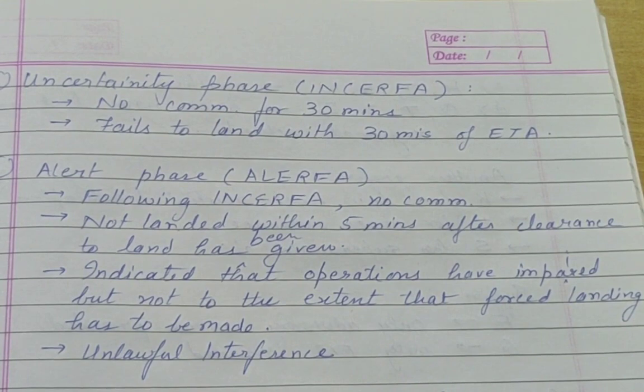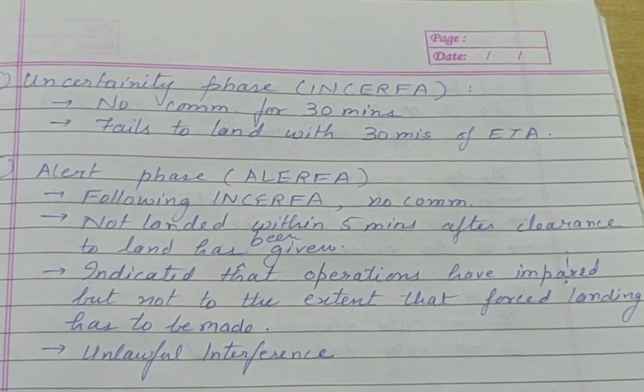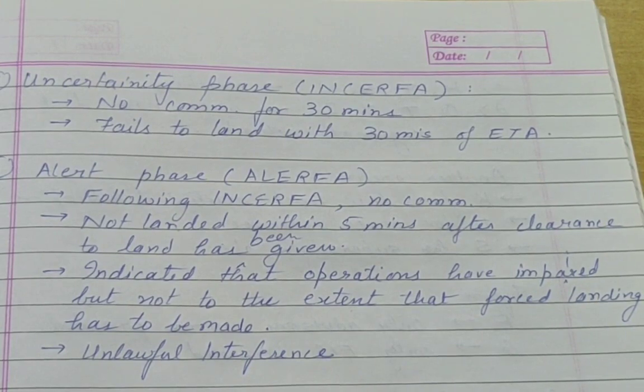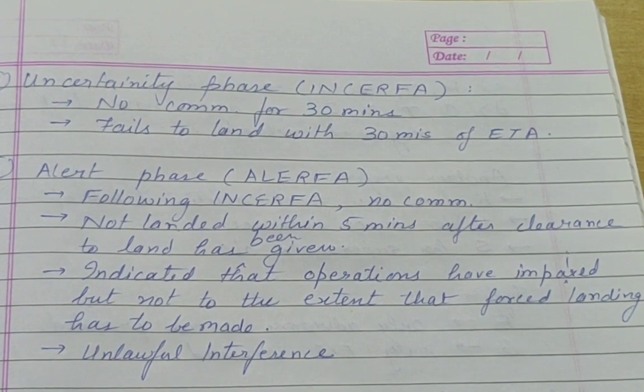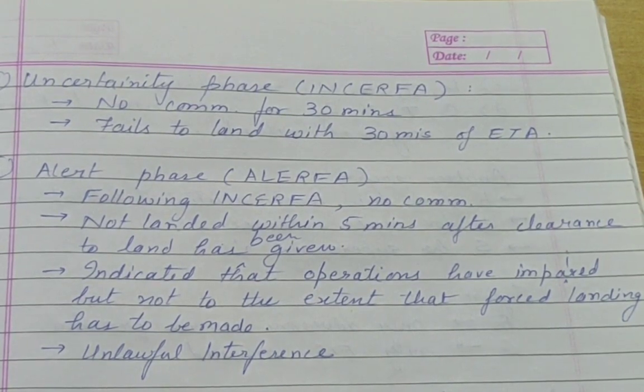So first is the uncertainty phase. In this case, no communication is established with the aircraft for at least 30 minutes. And also it is said to be an uncertainty phase if the aircraft fails to land within 30 minutes of the estimated time of arrival, or within 30 minutes of when the last communication was established. So that is known as the uncertainty phase.